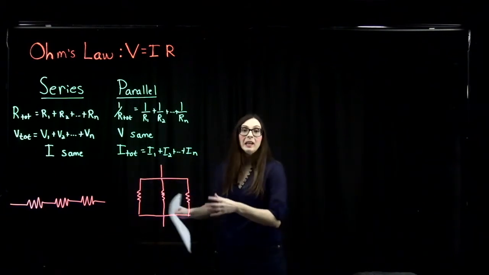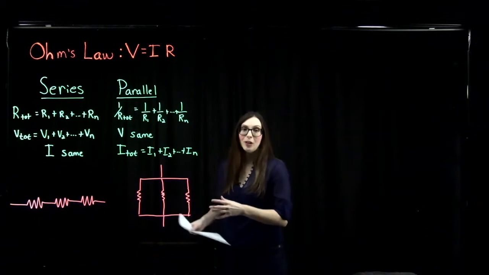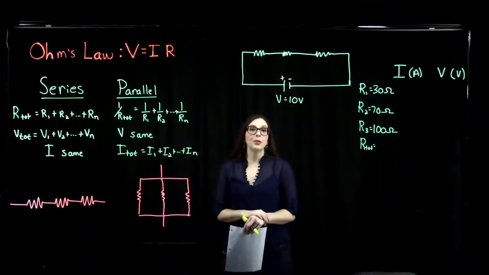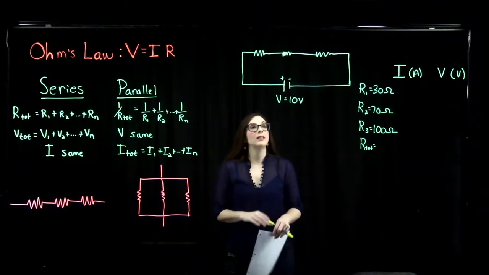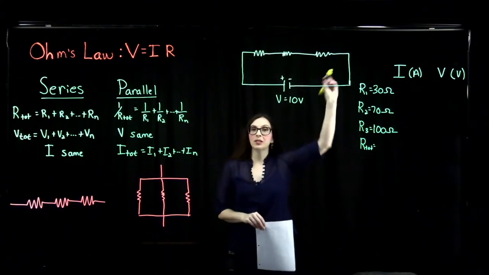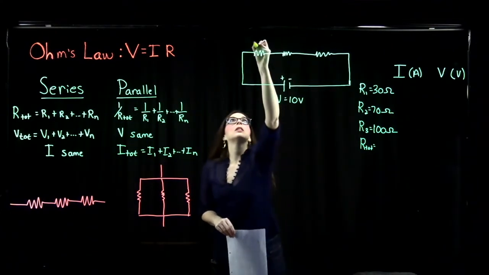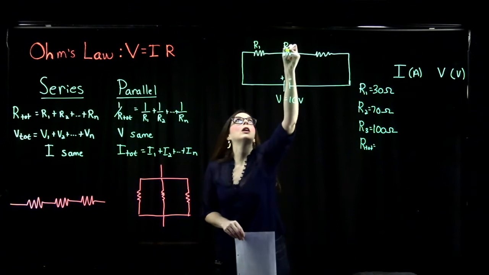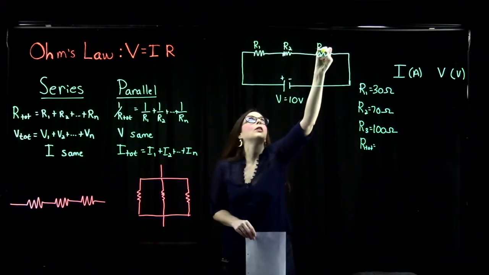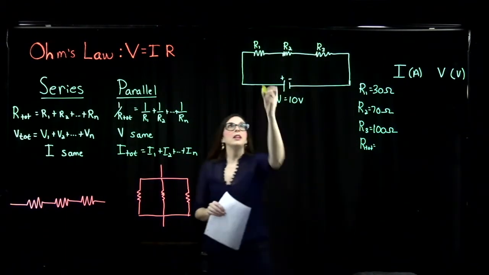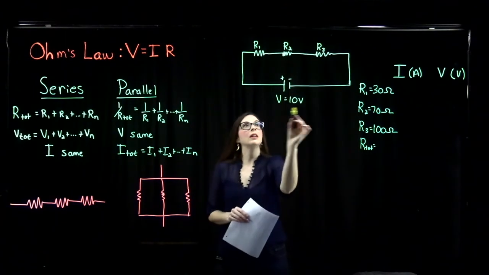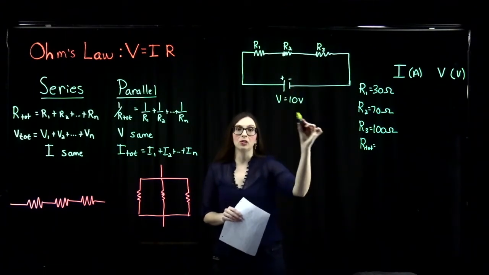We're going to be seeing the same thing in lecture 2. Here we are going to consider a circuit that has 3 resistors in series. So here's R1, R2, and R3. All right, so these are my resistors. Here is my battery supplying the potential difference.